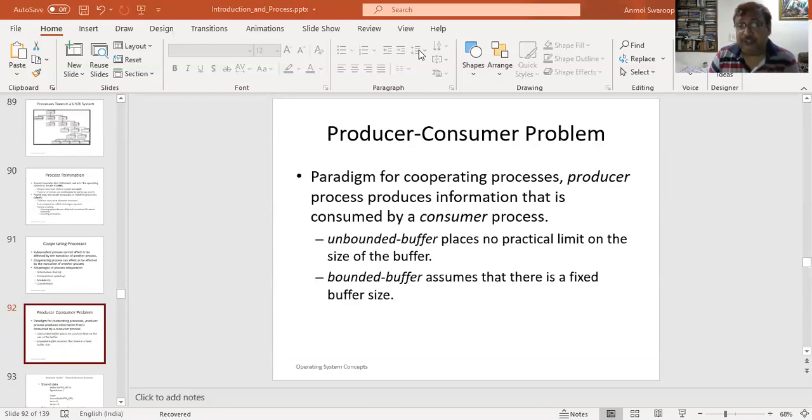Now there are three versions of this producer consumer problem. First one is no buffer. Second is bounded buffer, and third is unbounded buffer. In the no buffer category, the capacity of the buffer is 0. Producer will directly produce and consumer will directly consume. But what happens, there may be a difference of speed. Producer may be first or consumer may be first.